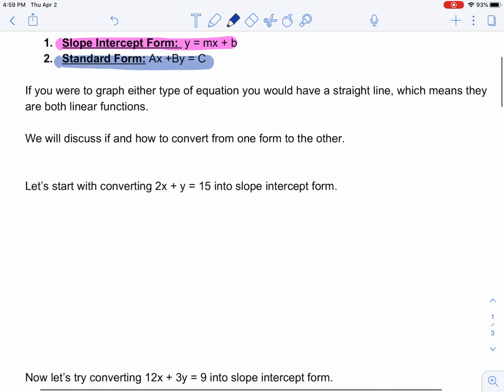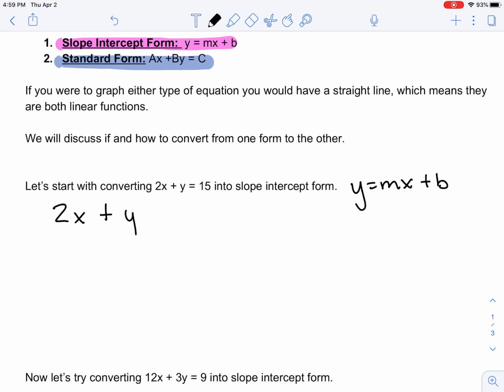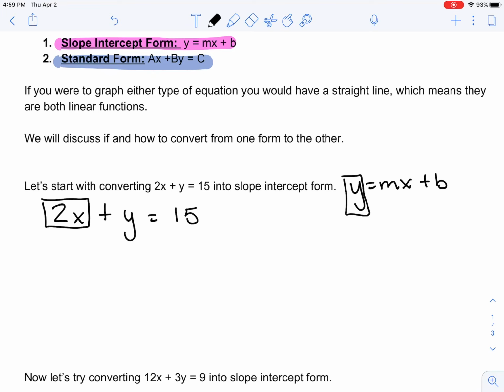We're going to start by converting 2x plus y equals 15 into slope-intercept form. So a reminder, slope-intercept form is y equals mx plus b. So we have 2x plus y equals 15. Our goal is to get it so that y is by itself. So essentially, we're solving this equation for y. Our first step is to get rid of this 2x. Since it's a positive 2x, in order to move it or get rid of it, we're going to have to use inverse operations and subtract it from both sides.